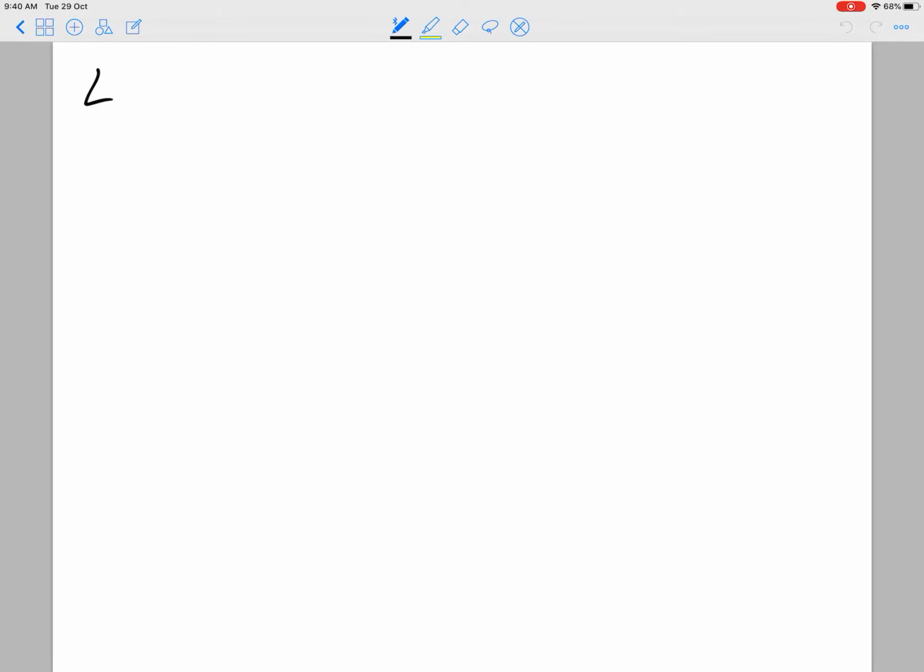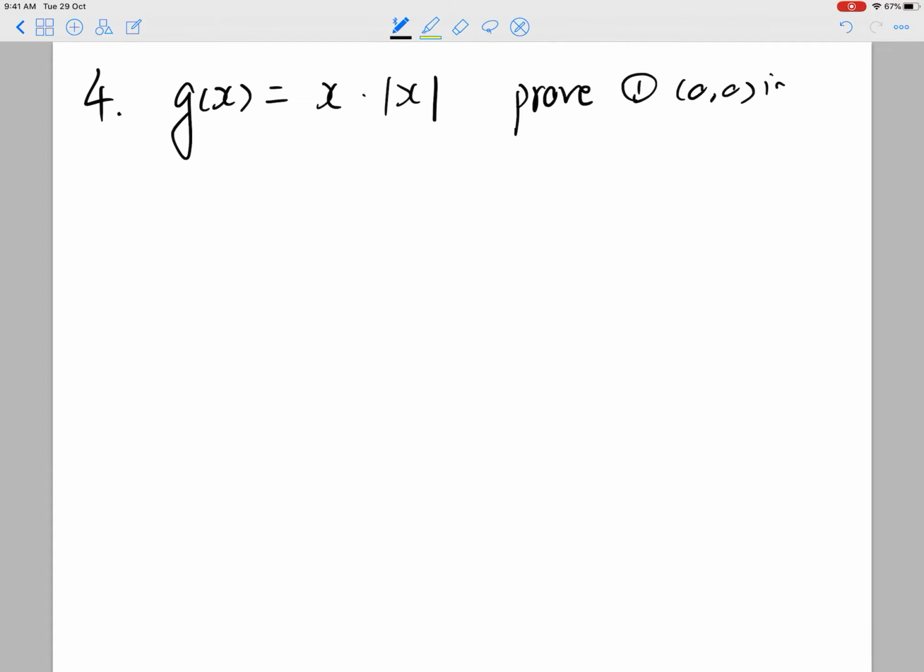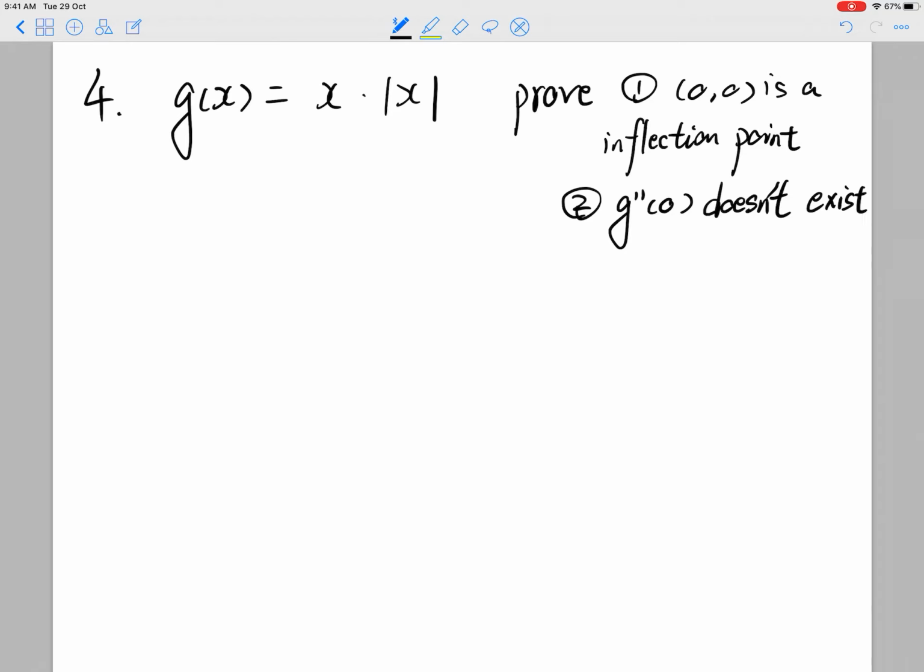Okay, problem 4. Your g(x) is x times absolute value of x, right? Prove that first, (0, 0) is an inflection point. And second part, prove that g double prime of 0 doesn't exist. Okay, so first, (0, 0) is an inflection point.